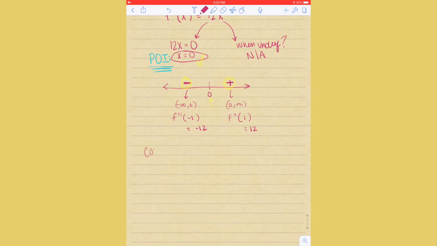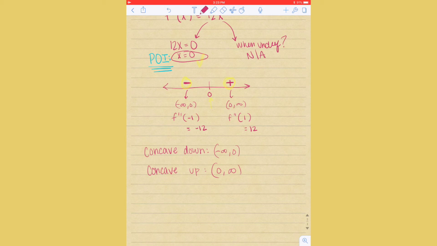And now I look at those signs and I can say, okay, I know that I am concave down from negative infinity to 0 because I'm concave down whenever the double prime is less than 0. And I am concave up whenever I'm positive, going from 0 to infinity.